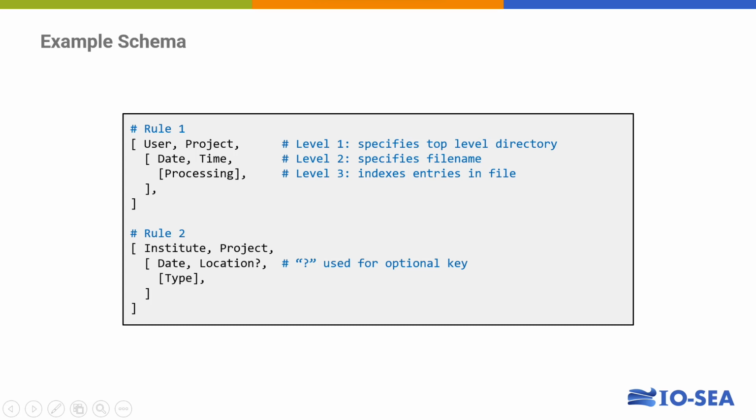In the case of a POSIX file system backend, we can think of the different levels of hierarchy in this way. The top level specifies the top level directory. The 2nd level specifies a file name inside this directory, and the 3rd level indexes entries in the file. We'll see this later in the demonstration today. Because we'll be working with files, if you look inside the DASI store, you'll see that this is actually how the data is organized.